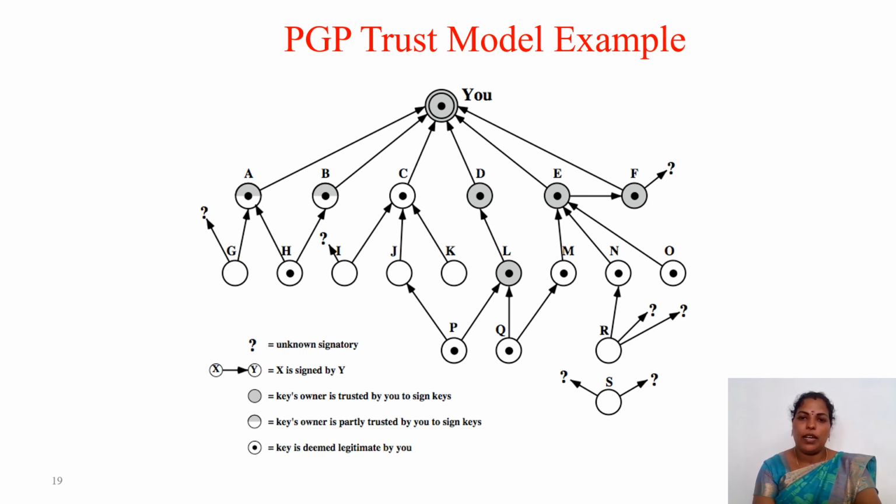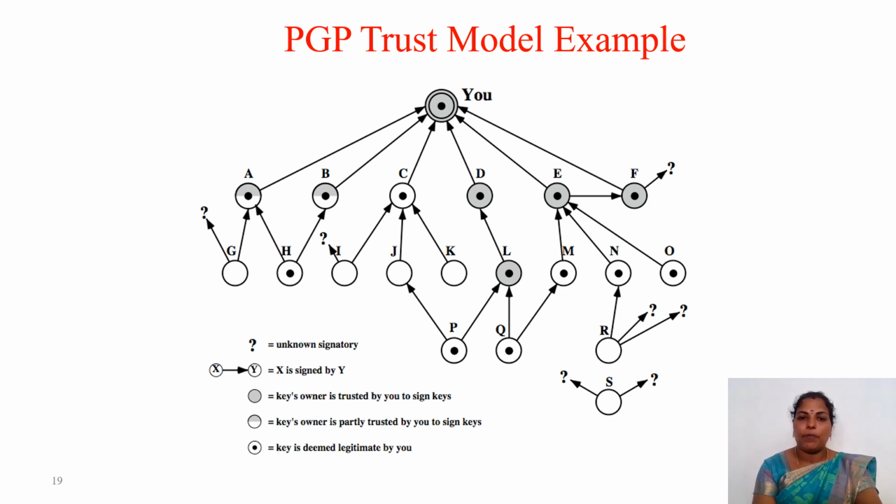In email, we are receiving many messages from n number of persons, and those persons are also getting messages from any number of persons. See here, the question mark means unknown signatory. From where we got it, we don't know. That is an unknown signatory. X to Y means X is signed by Y. So here you see H to B: H is signed by B, and B is signed by U, likewise.